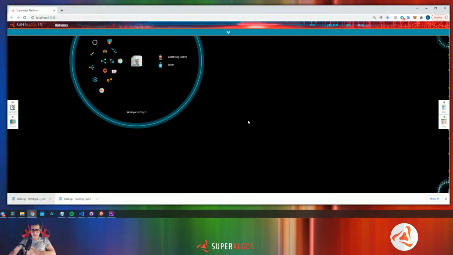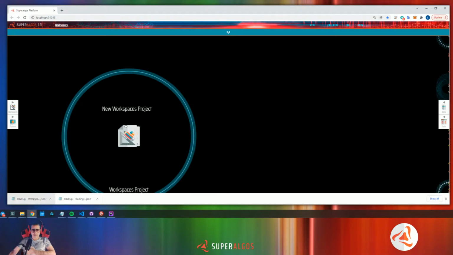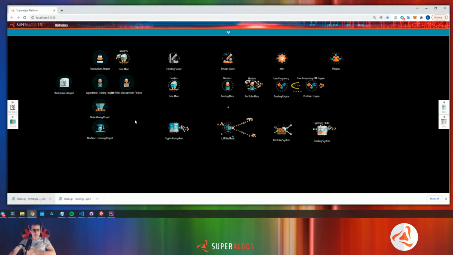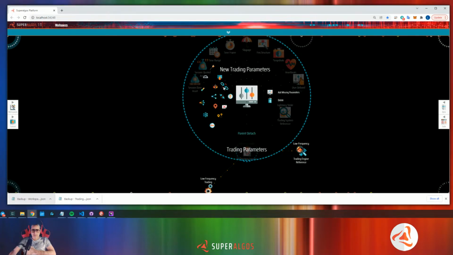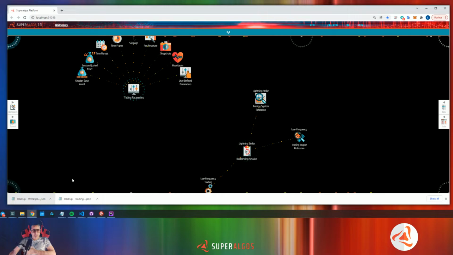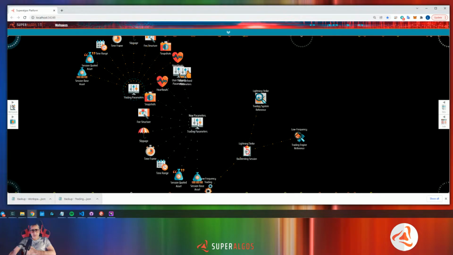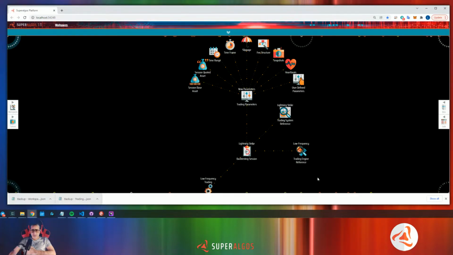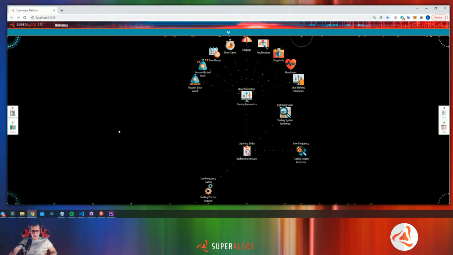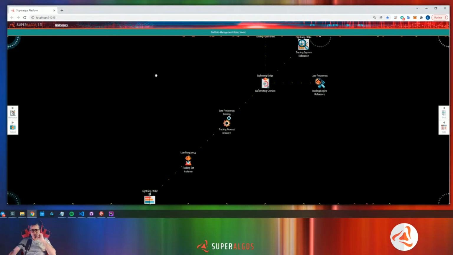I will add the workspaces project here, somewhere here. And these trading parameters, we'll take it out, we'll put this one here and connect them. So goodbye. And now I'm sure that this should work.